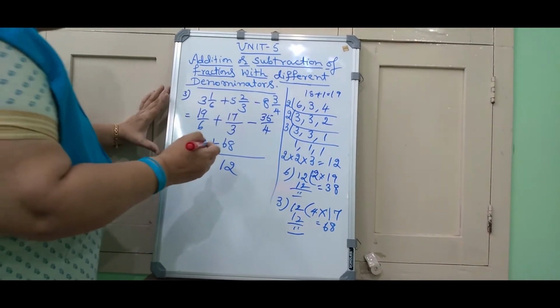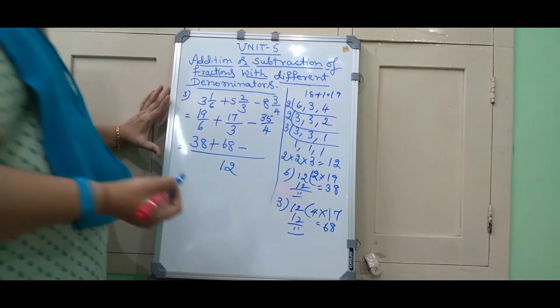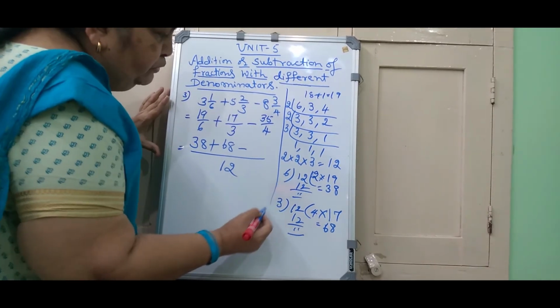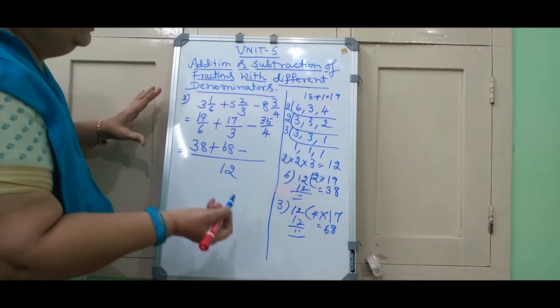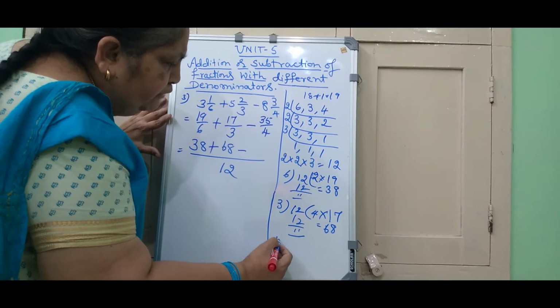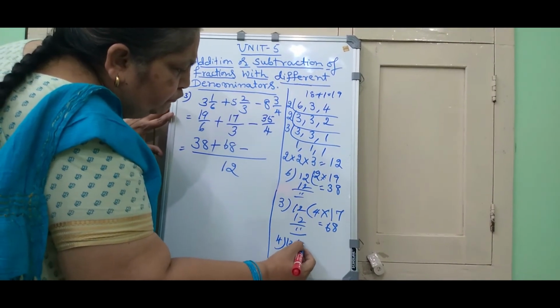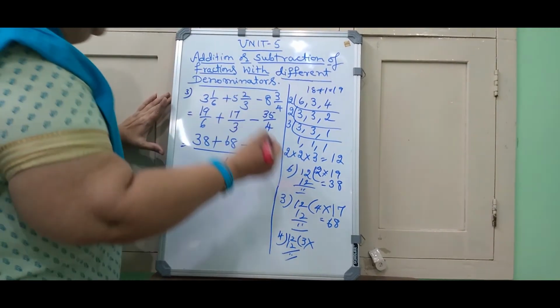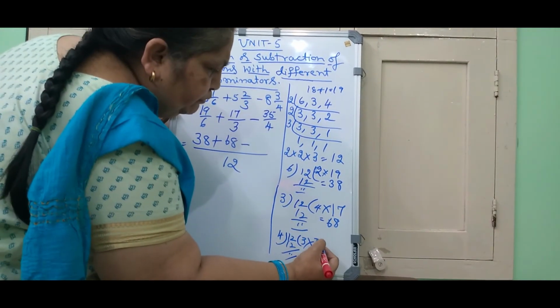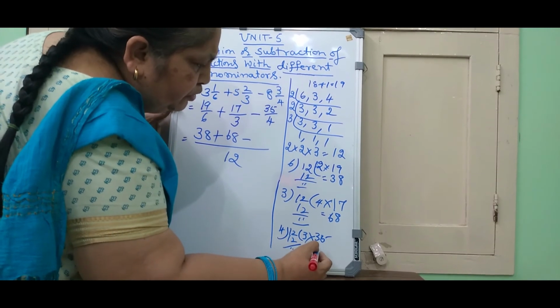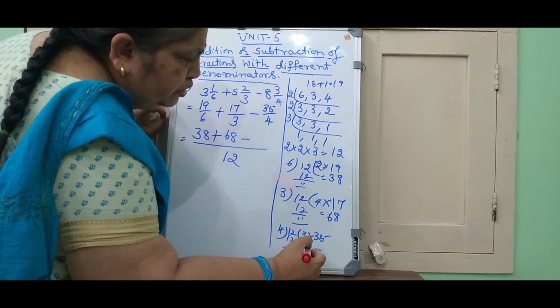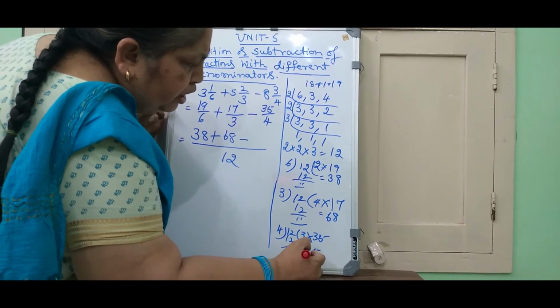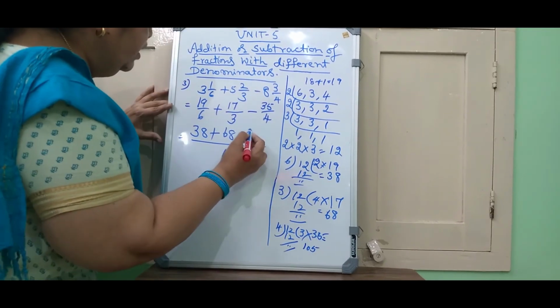Write the plus sign only, and then minus. So write the minus sign here. Again let us divide 12 by 4. 4 threes are 12. 3 must be multiplied by 35. So this will be 105.